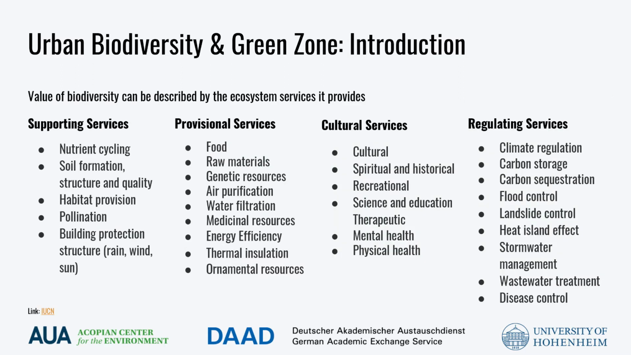The value of biodiversity can be described in more detail by the ecosystem services it provides. The benefits or services can be categorized into 4 types: supporting, provisioning, cultural, and regulating services. For example, urban green spaces improve the local climate by combating the heat island effect, cooling the air through evapotranspiration. Through this process, energy consumption is also reduced, contributing to energy efficiency.